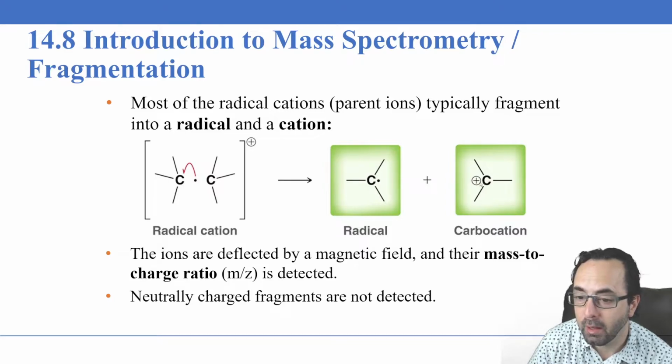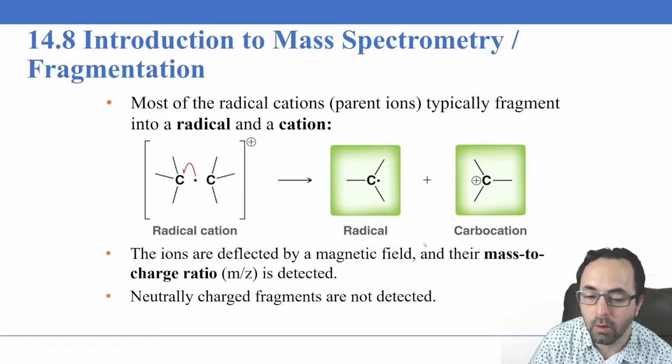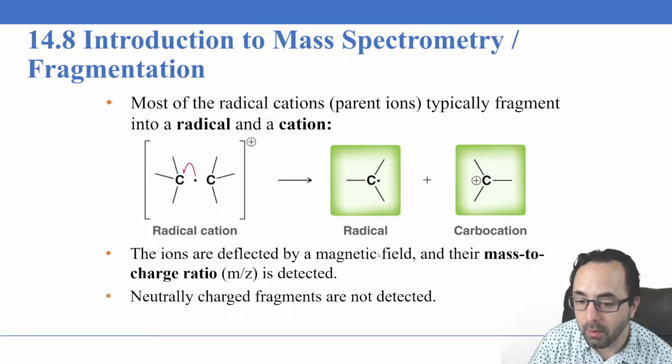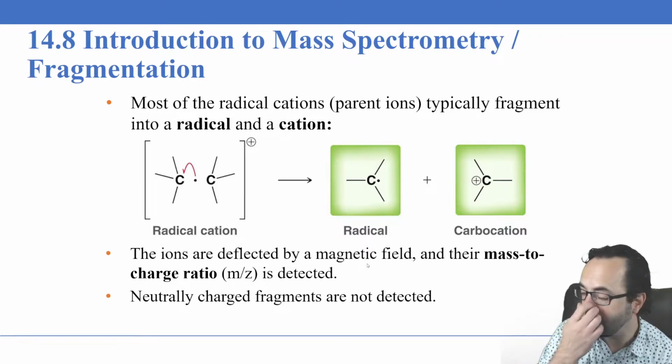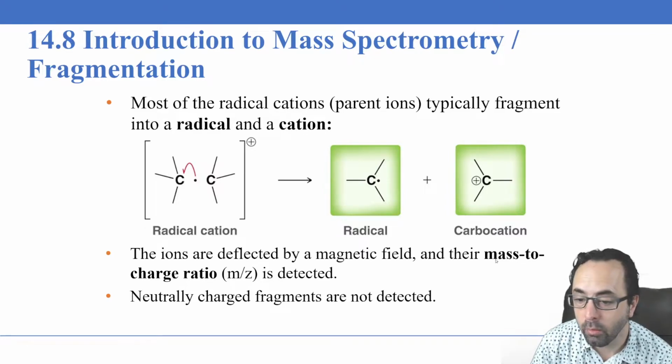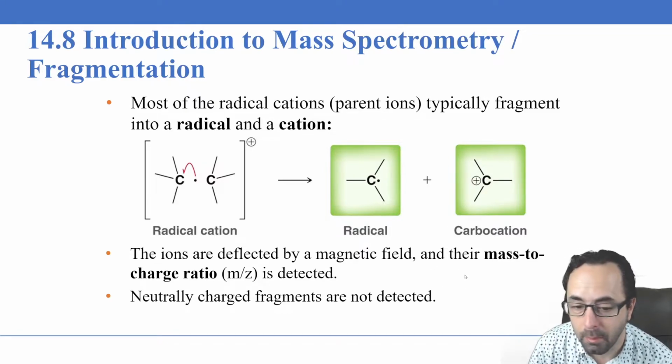So it'll have a negative plate somewhere, which will attract this positive carbocation, and then that will be deflected by a magnetic field. Based on the arc that it takes and the deflection, the mass to charge ratio will be able to be determined. Usually the charge is 1, so the mass to charge ratio gives you directly the mass.